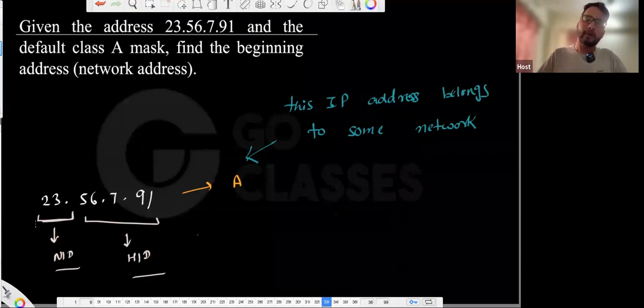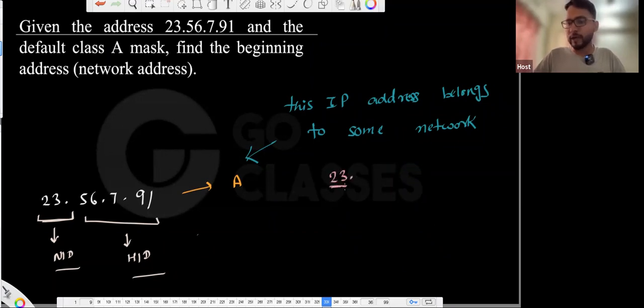So I will keep this network ID fixed. You cannot change this 23 because the first byte is fixed, which is the network ID. You can change all the bits in the host ID, which means you can take all the zeros and you can take all the ones. So if you put all the zeros here, you will get this. Let me write in binary. If you put one here, you can put anything here, like 0 0 0 1 0.